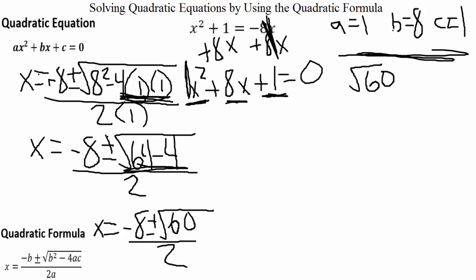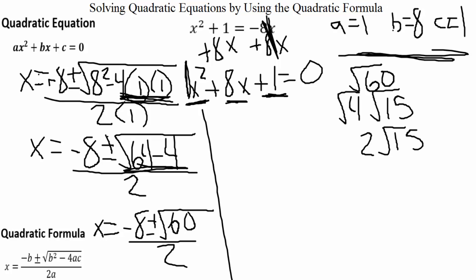So what we can do, the product rule of radicals says that we can take the square root of 60 and break it up into the square root of 4 times the square root of 15. Take the square root of the one that we can. The square root of 4 is a 2. Drop down the other one. So square root of 60 is 2 square roots of 15. Okay, so that means we have x is equal to -8 plus or minus 2 square roots of 15 over 2.